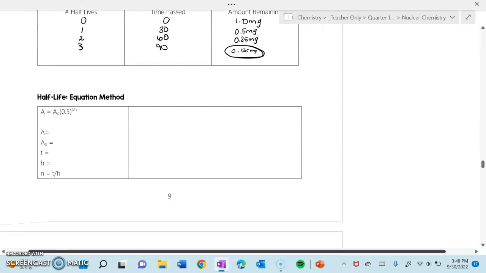Using the equation is more mathematical. If you like to think about just plugging and chugging, then you'll want to use this equation, where A is the amount remaining, A0 is the initial amount, or your starting amount, at 0 time. T is the time passed, and h is the length of a half-life.